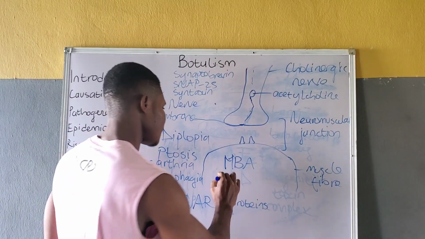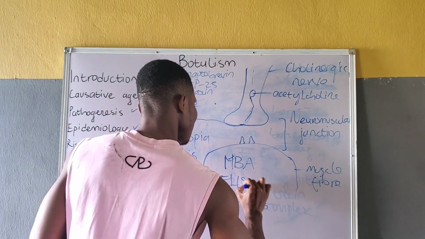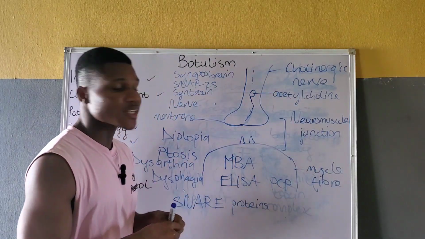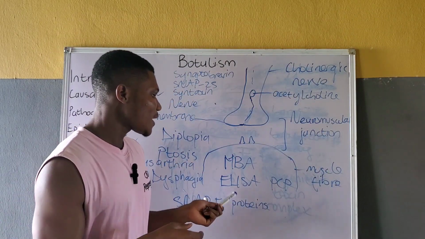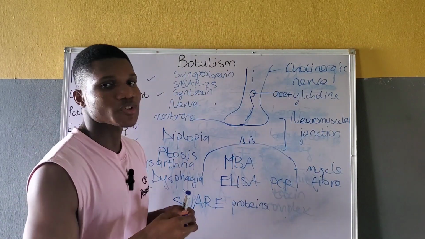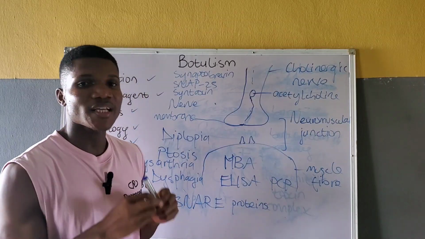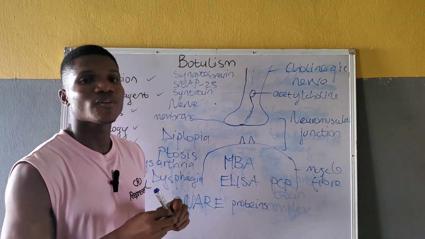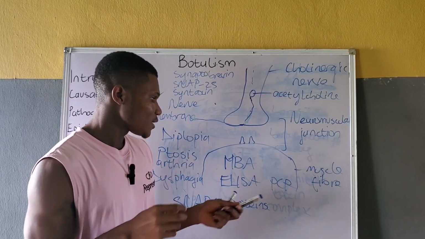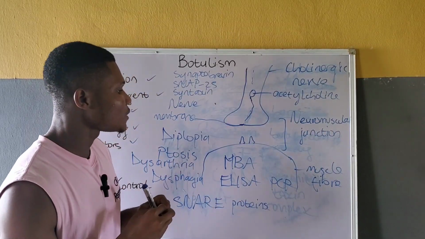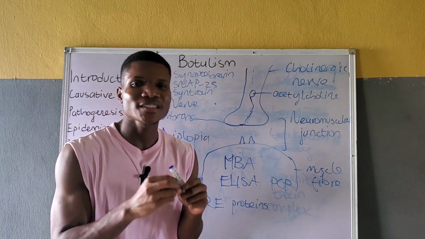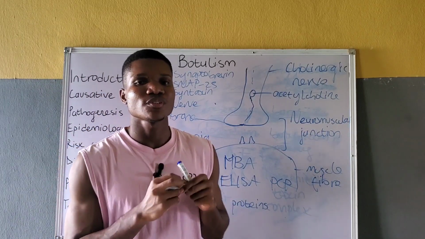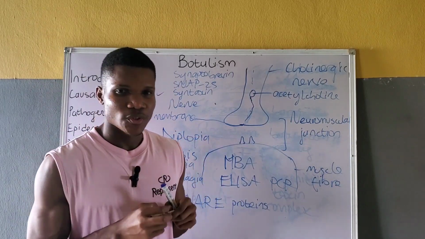Also, ELISA and PCR are also used as diagnostic methods. ELISA, which is the enzyme-linked immunosorbent assay, detects antibodies that are specific for the botulinum neurotoxin. PCR, which is the polymerase chain reaction, detects genes that are responsible for coding the production of the botulinum neurotoxin.